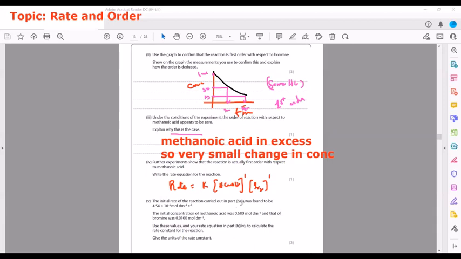Then the initial rate of the reaction carried out in part B1 was found to be 4.54 × 10^-5. The initial concentrations of methanoic acid and bromine are given. We have to find the value for k, the rate constant, and mention the unit. As we know, the rate equation is rate equals k times the concentration of methanoic acid times the concentration of bromine. So rate is 4.54 × 10^-5, equals k, the concentration of methanoic acid, which they mention here is 0.5, and the concentration of bromine is 0.01. So we divide to get the value of k, which will be 0.009. So the value of k after solving is 0.009.